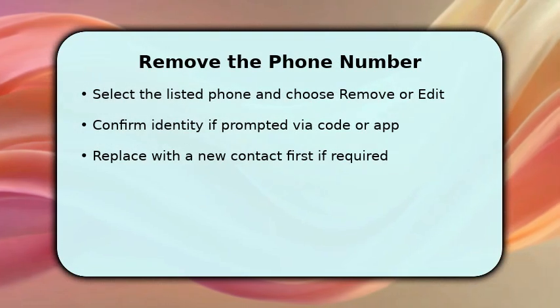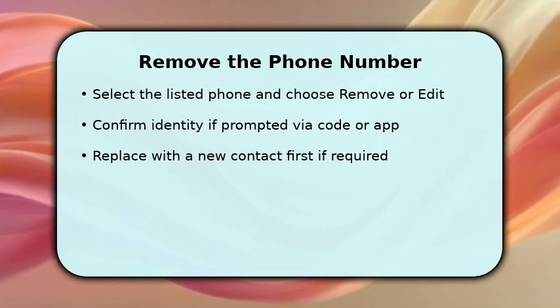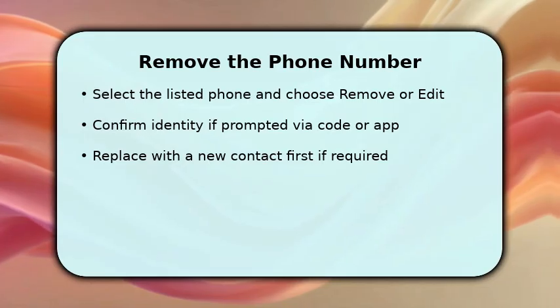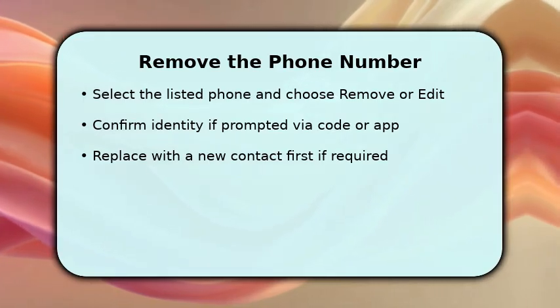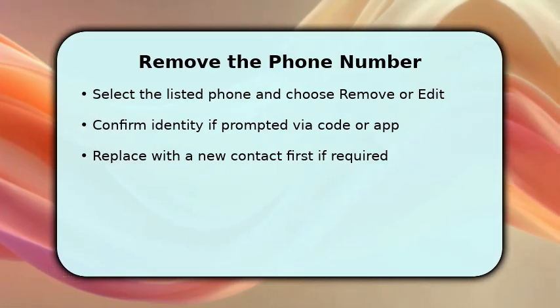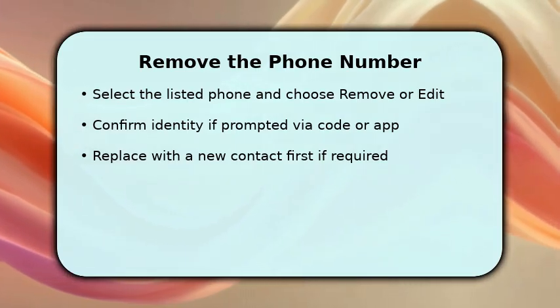Once you're in the contact list, tap the phone entry and choose Remove or Edit depending on the option shown. If Yahoo asks for identity confirmation, enter the verification code sent to your backup email or device. This step prevents unauthorized changes.